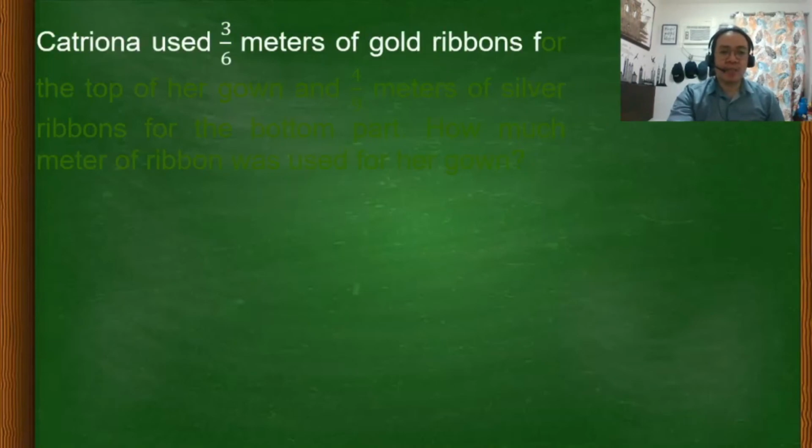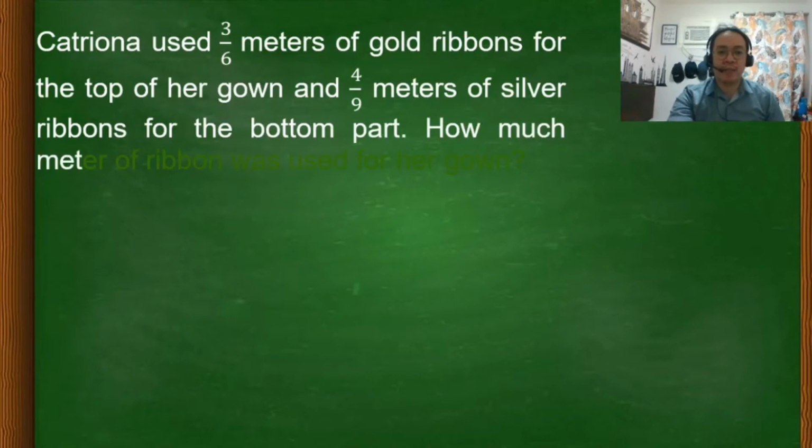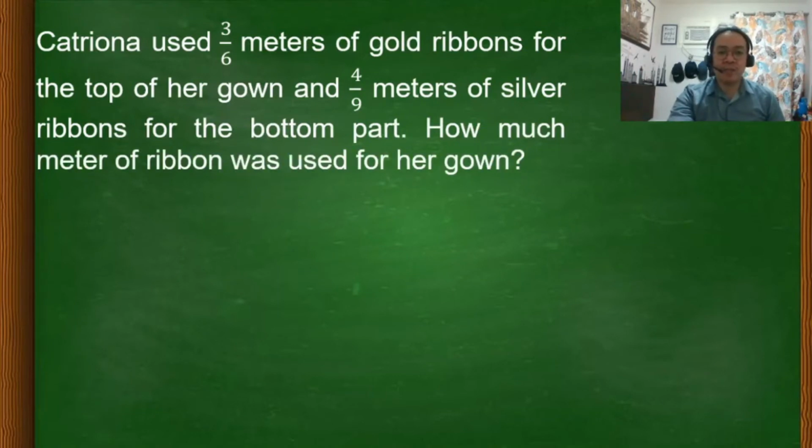Catriona used 3/6 meters of gold ribbons for the top of her gown and 4/9 meters of silver ribbons for the bottom part. How much meter of ribbon was used for her gown? Let's analyze first the problem. Catriona will be sewing a gown, magtatahi siya o gagawa siya ng gown. She will be using two color ribbon, gold ribbon and silver ribbon. What is the measurement of the gold ribbon? That is 3/6 meters. How about the silver ribbon? 4/9 meters. The question is, how much meter of ribbon was used for her gown?